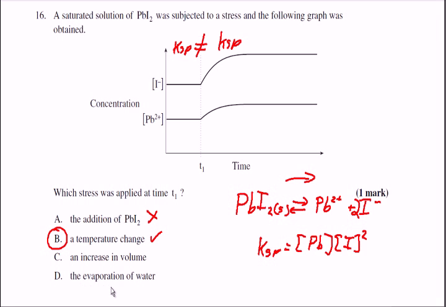The evaporation of water, well, since it's a saturated solution and we evaporate, it would force the reaction to shift to the left. More solid would precipitate out. Okay, so this one's also not true. So again, the only thing that it could be is temperature change. Temperature is the only thing that can change Ksp as well.